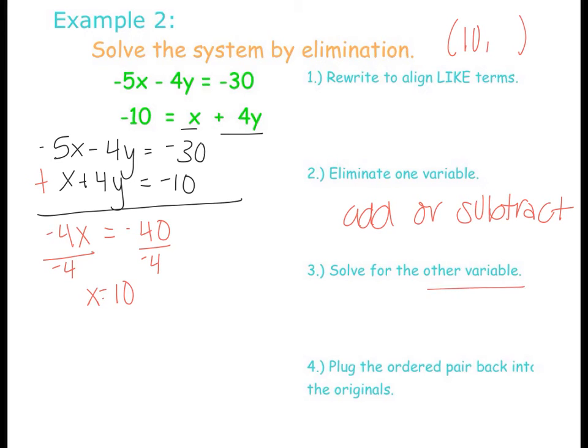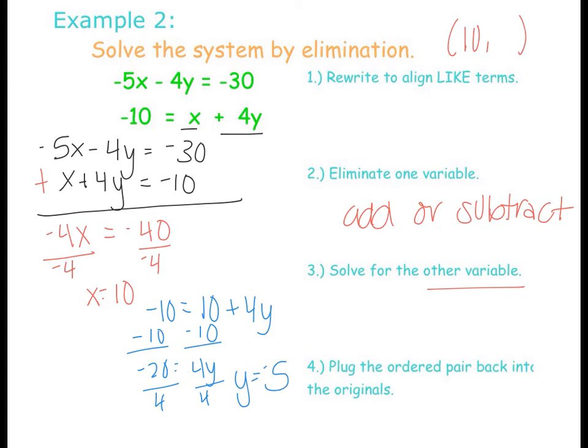Now, let's solve for the other variable. Let's take our answer and plug that back into one of the two equations. Again, it doesn't matter which one. I'll use the bottom equation this time since last time I used the top. Negative 10 equals, instead of x, let's fill in 10, plus 4y. To solve, we're going to take away 10 on both sides. So we have negative 20 equals 4y. We divide by 4 on both sides, and we find out that y is equal to negative 5. So now I have the second half of my ordered pair. So I'm saying the solution to this system is 10, negative 5.